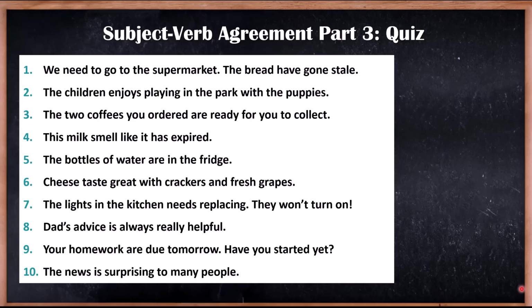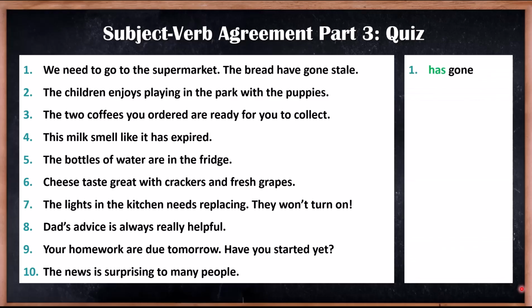Okay, let's correct these together. Number 1 is incorrect. It should be the bread has gone stale. Bread is an uncountable noun, so we have to use a singular verb, has and not have. Number 2 is also incorrect. The children enjoys playing. No, children is an irregular plural noun. It is plural, so we have to use a plural verb. Enjoy, not enjoys.